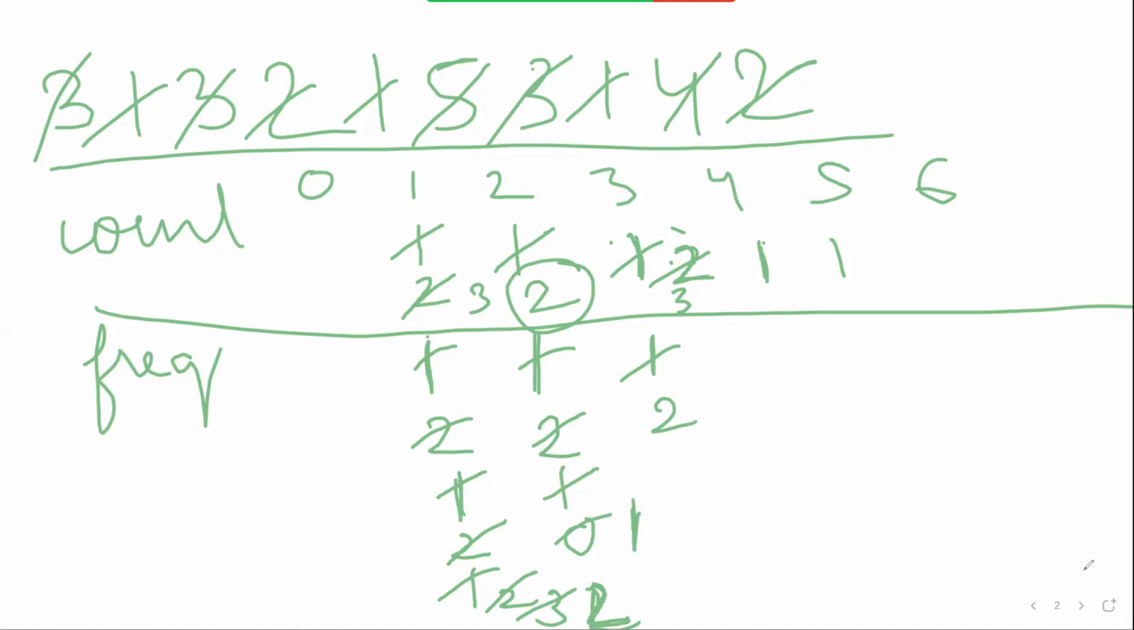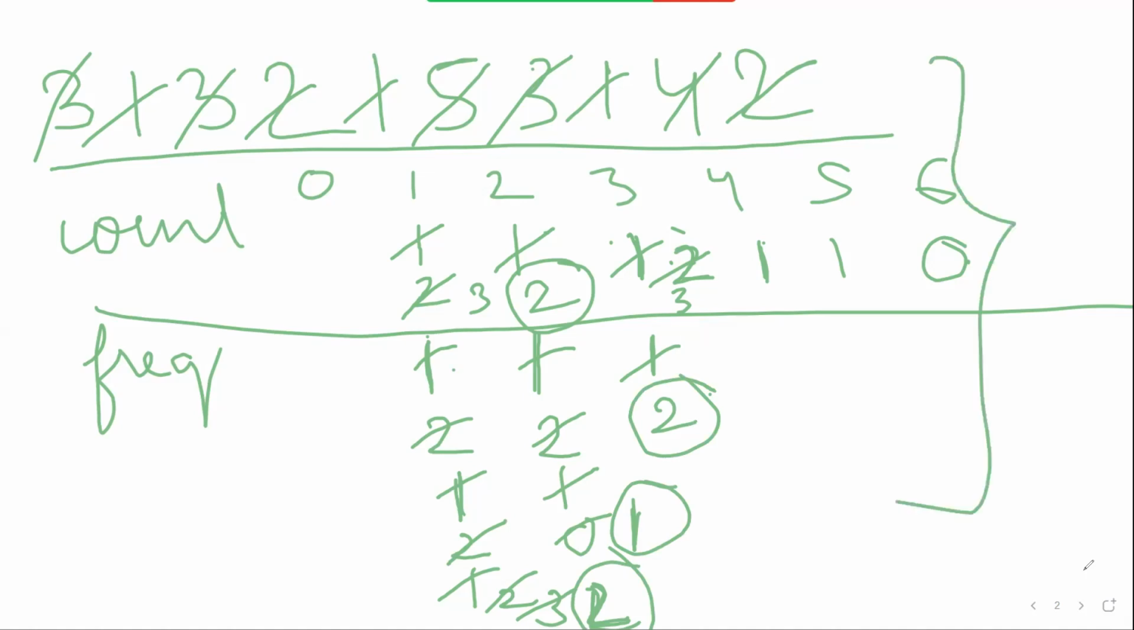So finally we will get count of 0 as 0, count of 1 as 3, count of 2 as 2, count of 3 as 3, count of 4 is 1, count of 5 is 1, and count of 6 is 0. Whereas in the frequency table, we have two elements with frequency 1, one element with frequency 2, and two elements with frequency 3. This is how the frequency table and count are related.